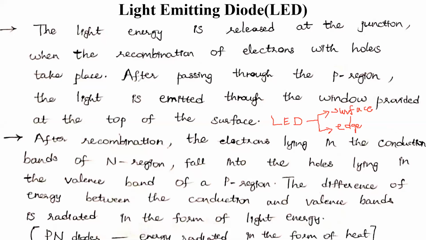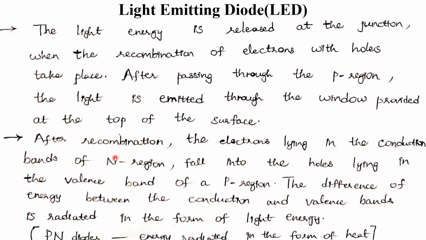Assume that this is the surface emitting LED. That is why the window is given on the top of the surface. The point is that this LED is of the surface emitting type. Here, light energy is released at the junction when the recombination of electrons with holes takes place. After passing through the p region, the light is emitted from the window, which is provided at the top of the surface.